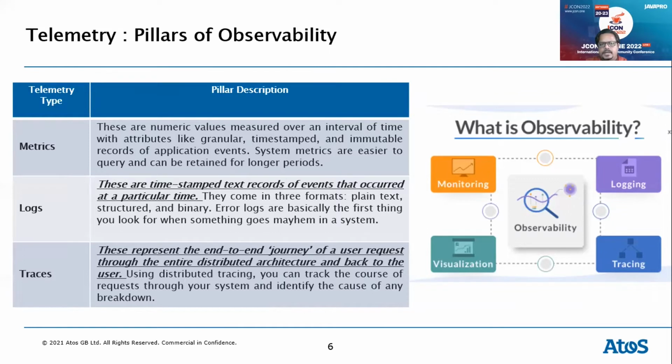One is metrics, which is nothing but a numerical value of some parameter measured over an interval of time. It can be CPU, it can be memory, it can be a process count, it can be a thread count, and all those things. So those are the metrics that are monitored.